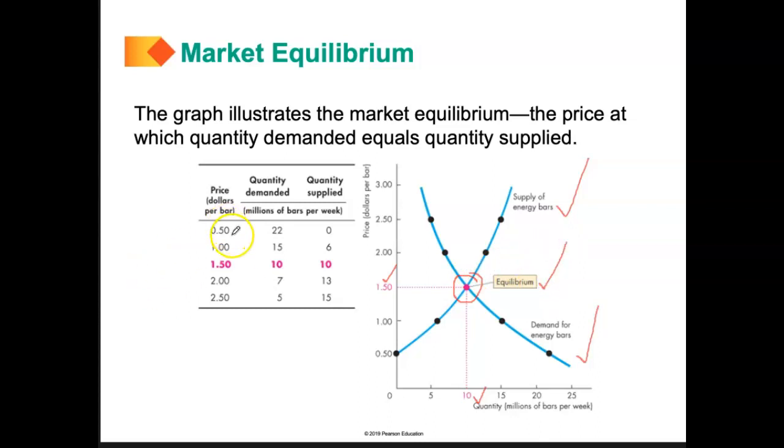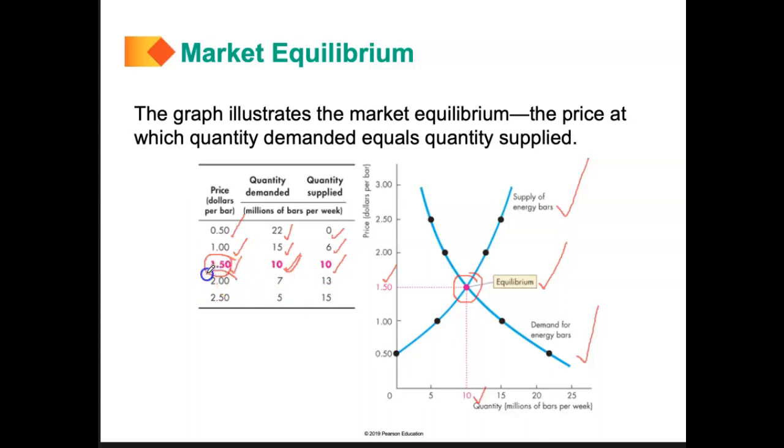In this example, at a price of 50 cents, a lot of people want to buy energy bars because they're so cheap, but nobody is willing to sell energy bars. At a price of $1, you have 15 people demanding energy bars and only 6 sellers, or the quantity supplied being 6. In this case, our equilibrium price is $1.50 because at $1.50, quantity demanded equals quantity supplied. Our equilibrium quantity is 10.